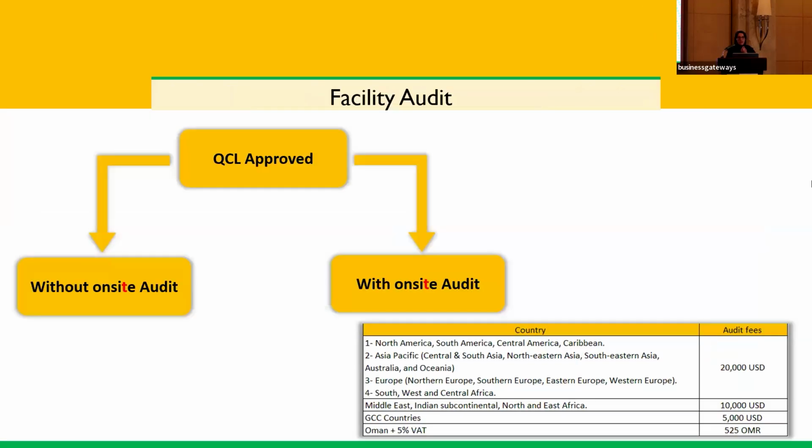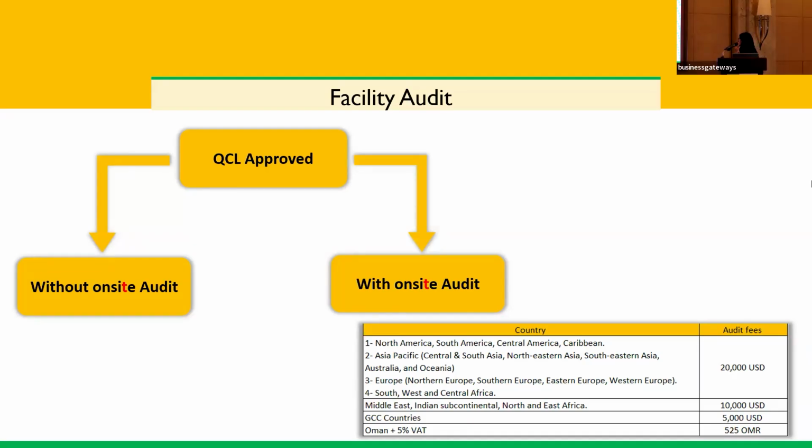So this is the facility audit. As I mentioned before, some of the QCL is not required in audit, and it will continue until it's approved. Some of the QCL or the product will be required in audit side. If it's audit side, it depends on where it will be.